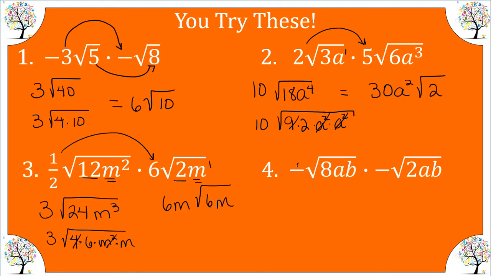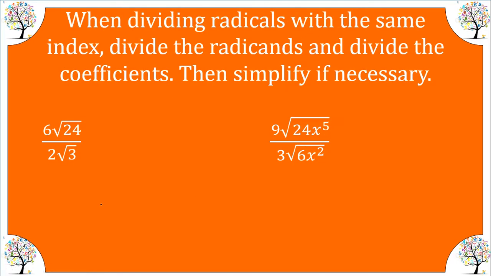Number 4, we have -1 times -1 is +1. I'm not going to write it. It's understood. We have 8 times 2 is 16. A to the first times a to the first is a squared. And b to the first times b to the first is b squared. And guess what? All 3 of these factors are perfect squares. So I take the square root of 16 is 4. The square root of a squared is a. And the square root of b squared is b. I have no radical left.